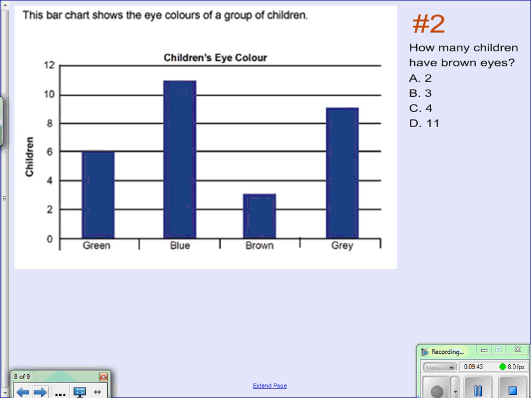Number 2, how many children have brown eyes? A, 2, B, 3, C, 4, D, 11. And number 3, how many children are there in total? Find the total amount of children surveyed here. How many children did they look at?